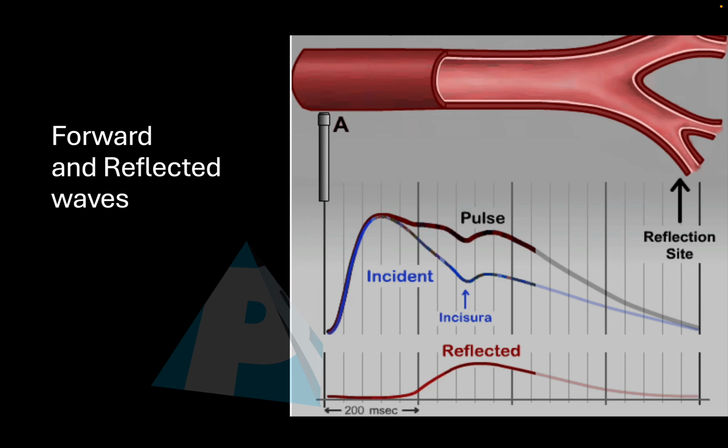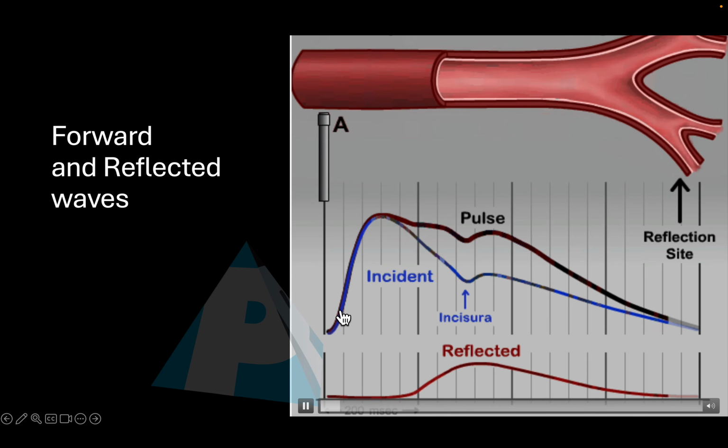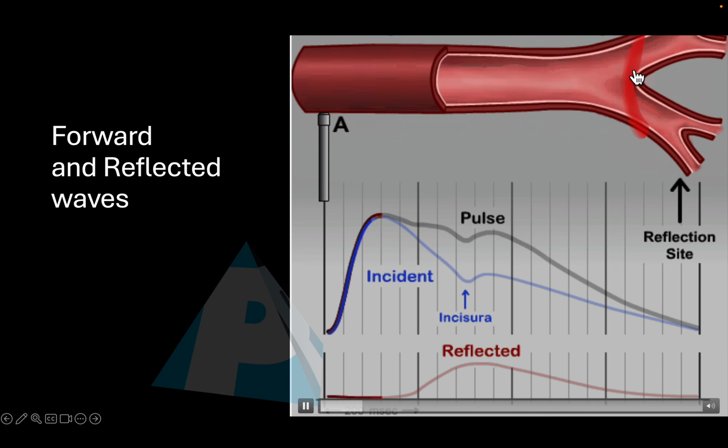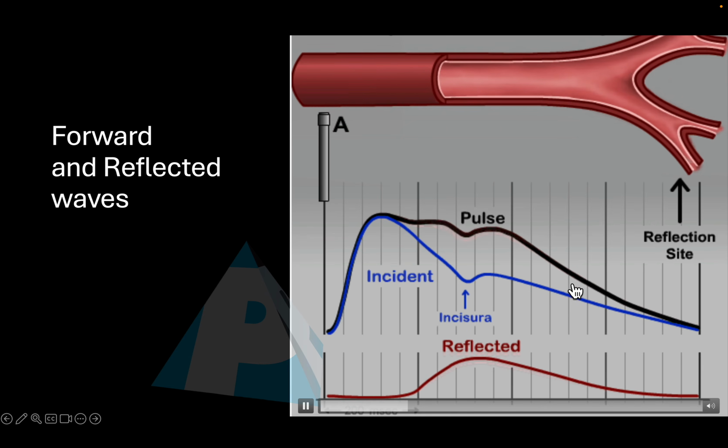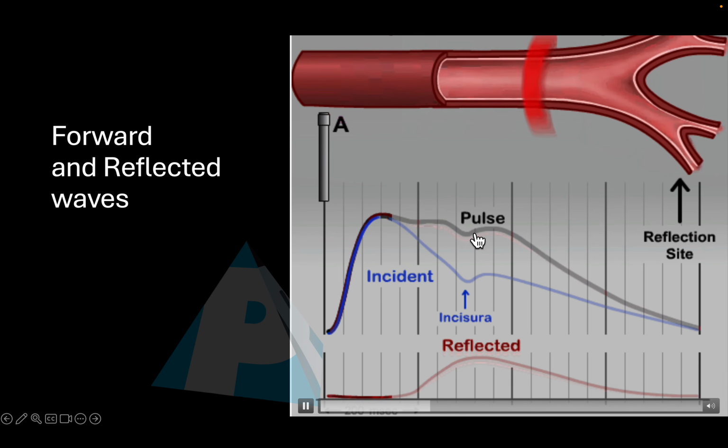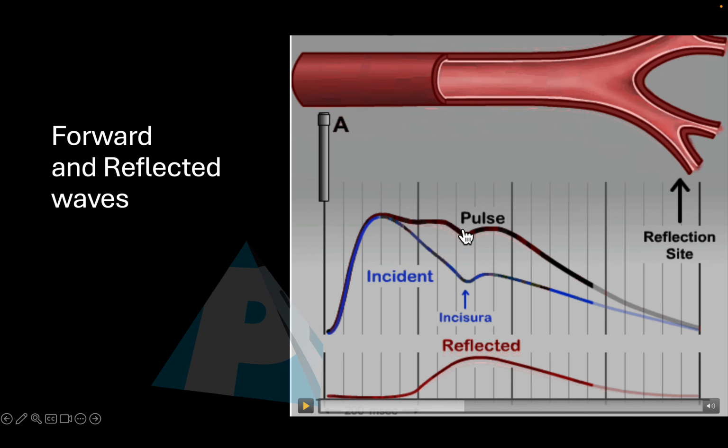Now I give you an example of a reflected wave and an incident or forward wave in the aorta. Let's take the aorta, and here you see this is the incident forward wave, and this red one is the backward, reflected wave. Both these waves merge with each other to produce an anacrotic notch, which you know from the aortic Doppler or aortic pulse pressures.